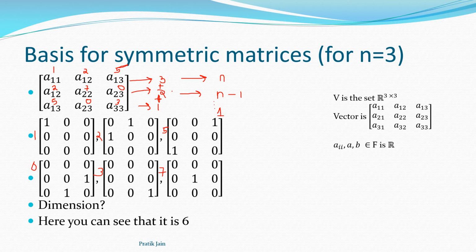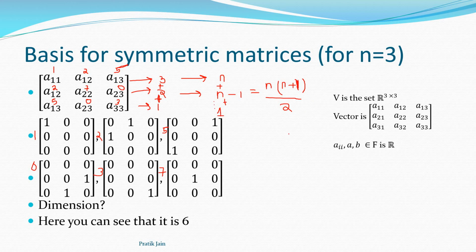So it is the addition of these. If you see over here, it is n plus 1 up till 1, right? So this is nothing but the sum of natural numbers. We have a formula for that, and the formula is n into n plus 1, by 2. So that is our formula for the dimension of an n cross n symmetric matrix, right?